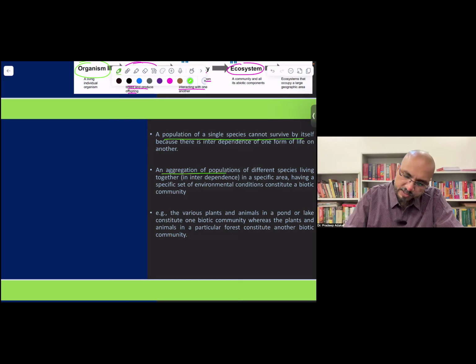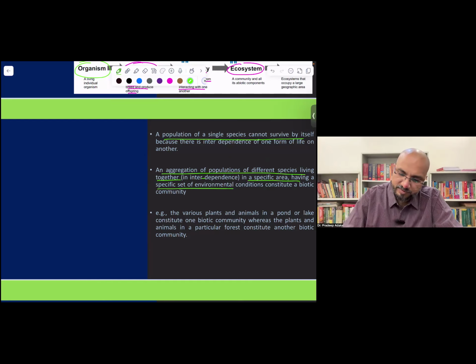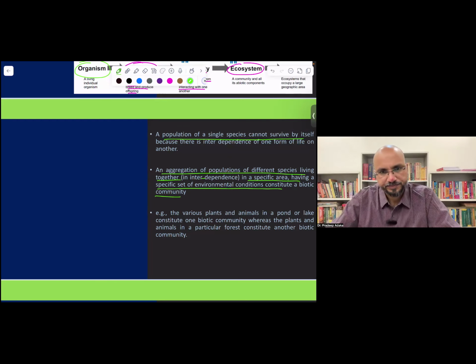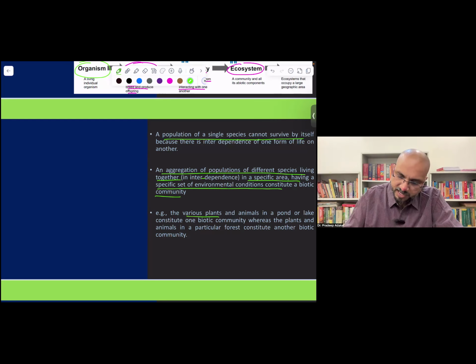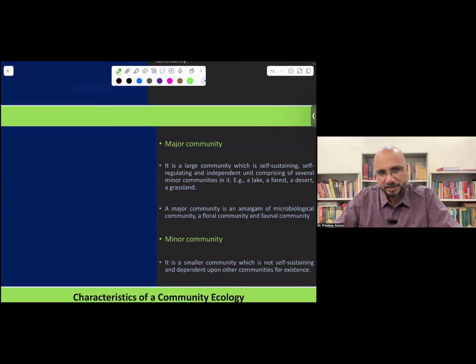So an aggregation of populations of different species living together in interdependence, interdependent on each other in a specific area, having a specific set of environmental conditions, constitutes a biotic community. So it is an aggregation of populations of different species living together and interacting with each other. A single species cannot survive on its own. For example, various plants and animals in a pond or lake constitute a biotic community, or plants and animals in a particular forest consist of a biotic community. So multiple species. Now in communities again we have two types, major community and minor community.